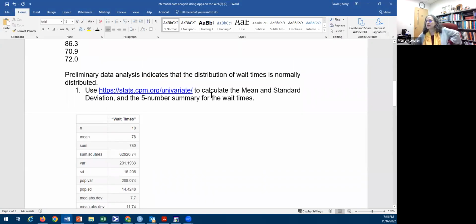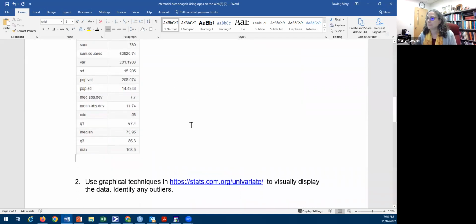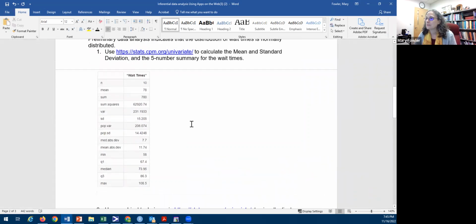And remember, the questions we're asked for are the mean, the standard deviation, and the 5-number summary. So I'm going to answer the question by typing in the mean is, and then coming over here, we see it's 78 seconds. The standard deviation is, and we see here standard deviation. I am choosing the sample standard deviation rather than the population standard deviation because the problem stated that this was a sample. So the standard deviation I need is the sample standard deviation, which is labeled here as standard deviation.